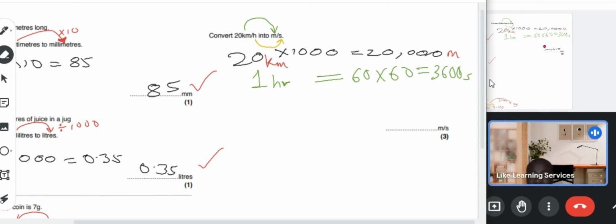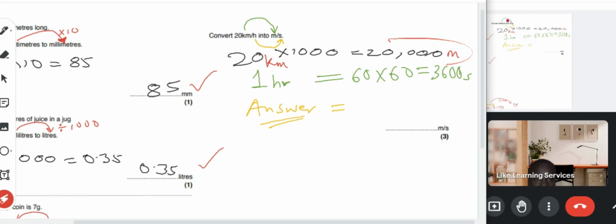You just divide the answer you wrote for that. So the final answer will be this, because we want it to be in meter per second. You already have it in meter, which is 20,000 meter, and you have it in seconds, which is 3,600 seconds. So the answer will now be 20,000 divided by 3,600.